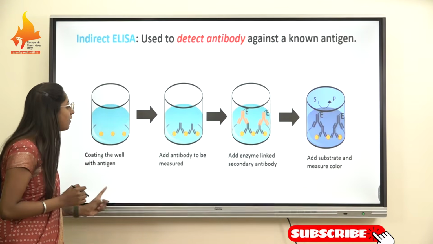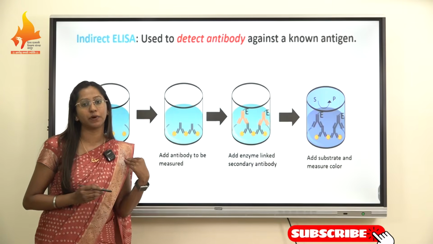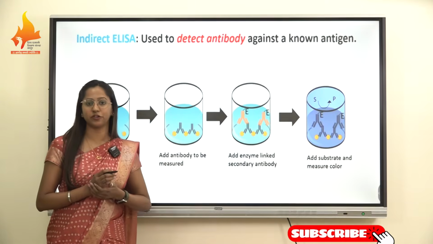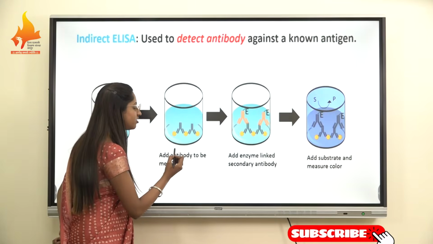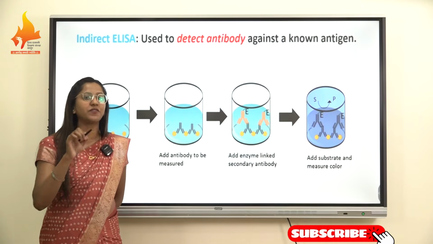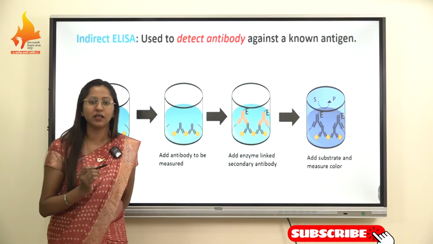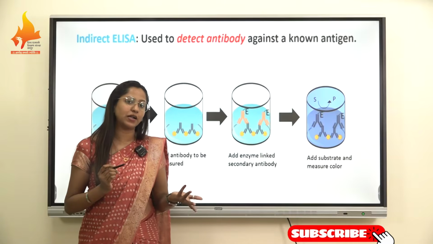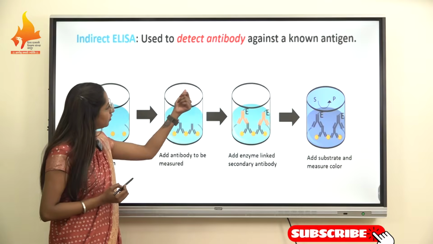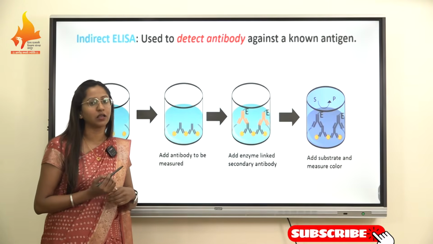After this, you add the patient's serum sample, with the help of which you will be able to analyze whether this particular antibody is present or not, right? If that patient serum sample has a specific type of antibody, then it will get bound to this particular type of antigen. If it does not have a specific type of antibody, then it will not get bound to this antigen. Now, after addition of the patient sample, this antibody gets bound to this antigen, right?